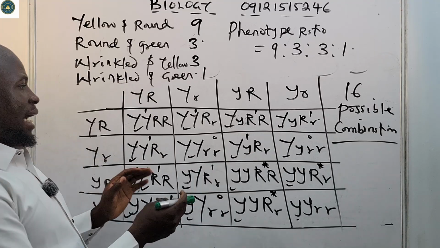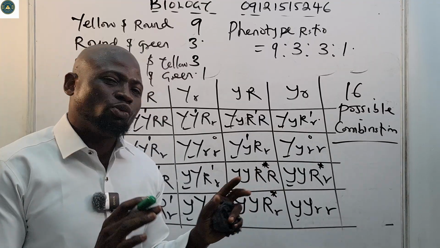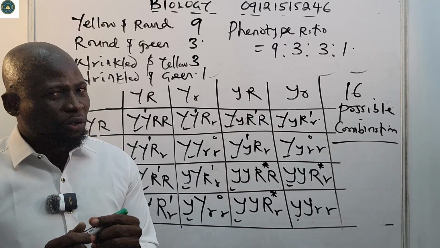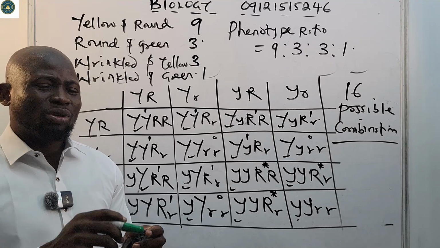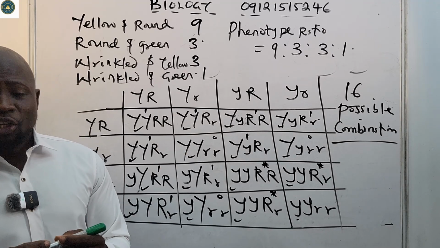Make sure you do this table by yourself. Try and do it by yourself and understand what we did here today. It's not something difficult. It's not something you cannot do. You can do it. Do it by yourself. Find the phenotype ratio. That will be your assignment.